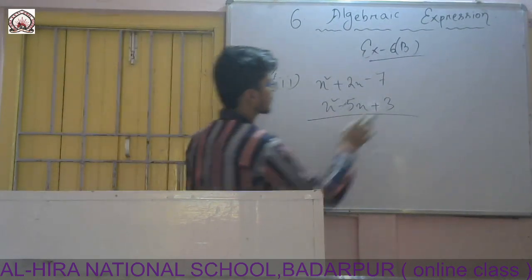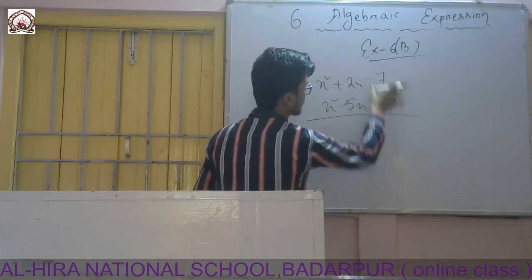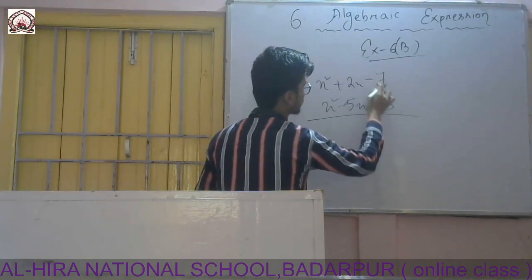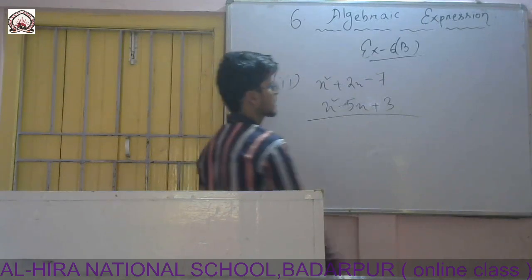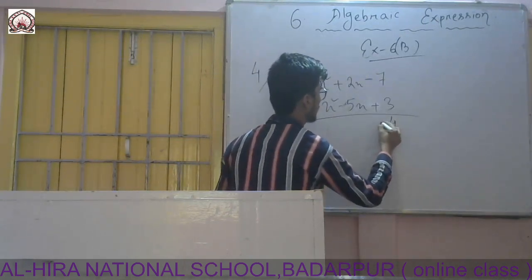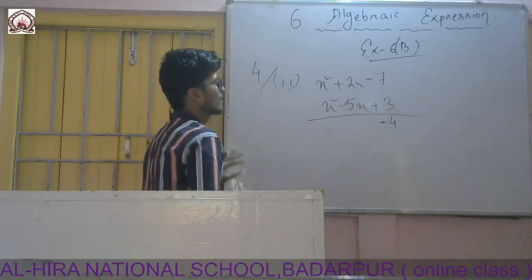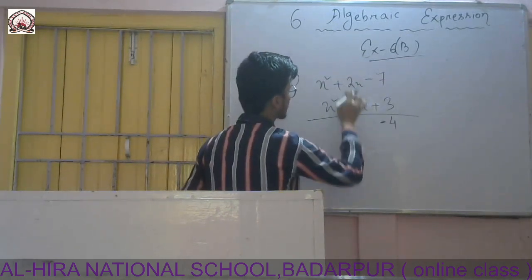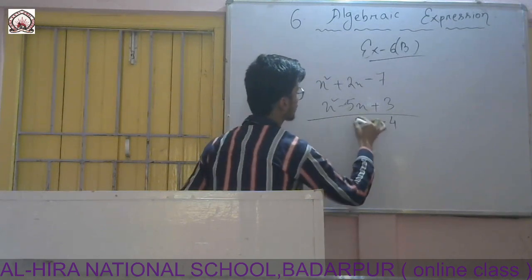So I will add this. First of all I will add the constant terms. Plus minus, it is minus. 7 minus 3 is 4, and which one is greater? 7, so I will put the sign of 7, it is minus. Again plus minus, it is minus. 5 minus 2 is 3.